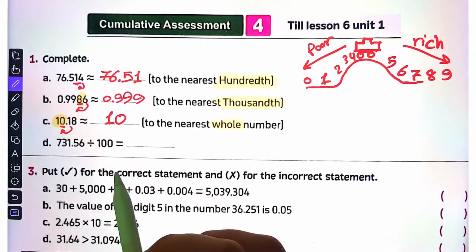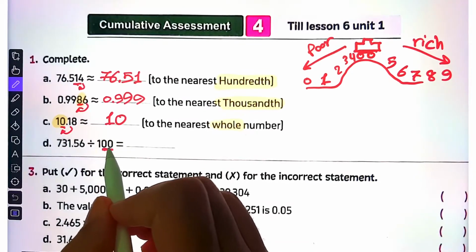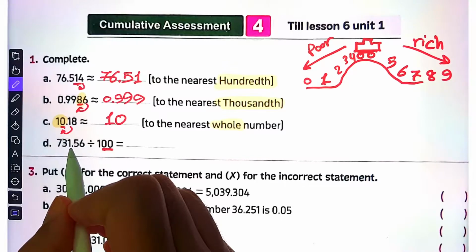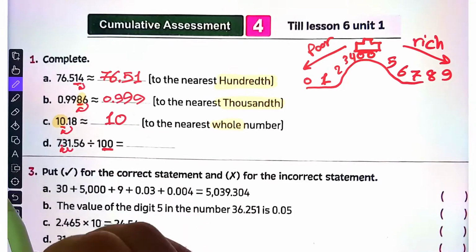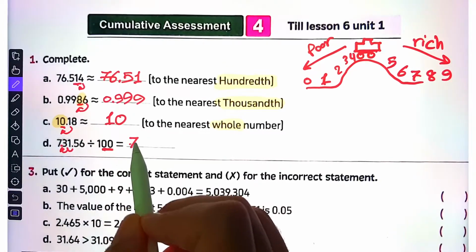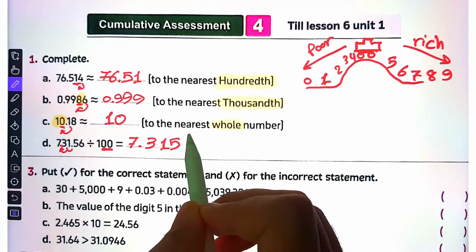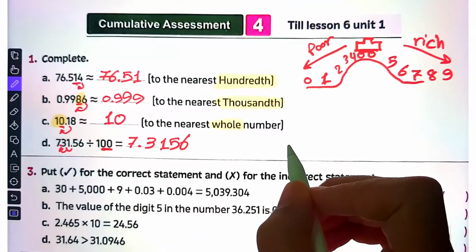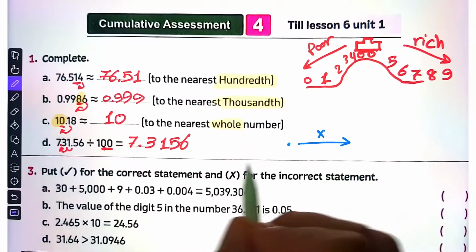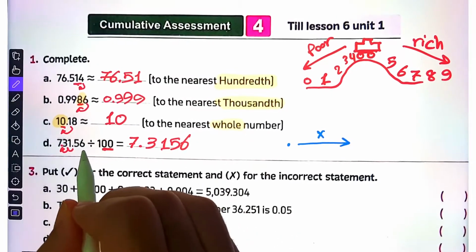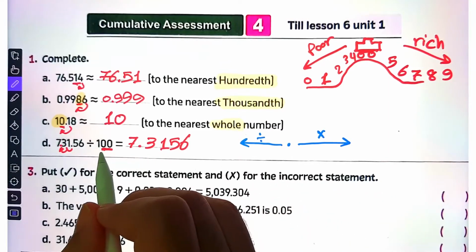Let's move to D. If I want to divide this number by 100, because here I have 2 zeros, I will move this decimal point 2 digits to the left. So the new decimal point will be here. The answer will be 7.3156. Let's remember again. I have a decimal point. In multiplication, I will move the decimal point to the right according to the number of zeros. But in division, I will move the decimal point to the left according to the number of zeros.